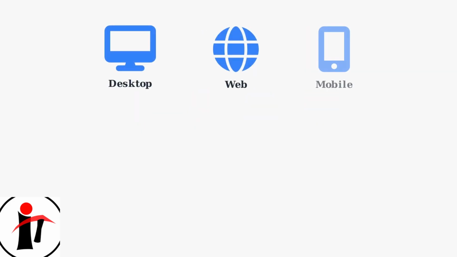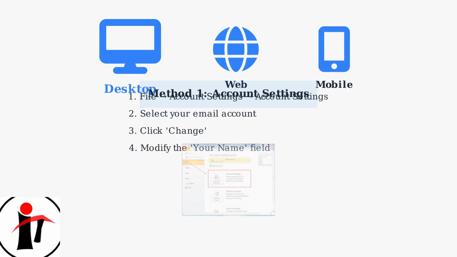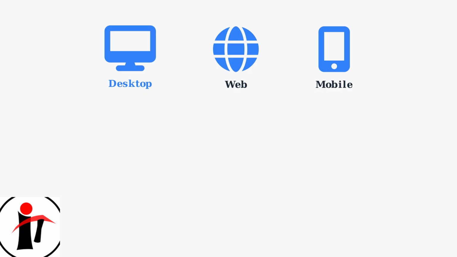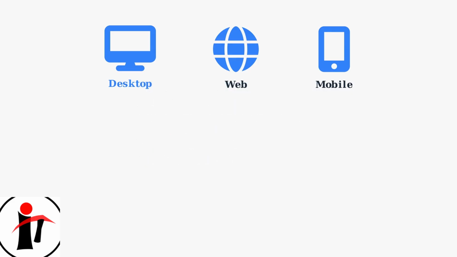There are 3 main ways to change your display name in Outlook: through the desktop application, the web interface, and mobile apps. Let's explore each method step by step. For desktop Outlook on Windows or Mac, the primary method is through Account Settings. Go to File, then Account Settings, and select Account Settings again. Alternatively, you can change your display name from a new email. Click the From dropdown, select your account, choose Other Email Address, and modify the display name there.